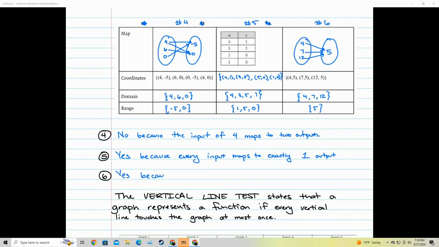because every input maps to exactly one output.